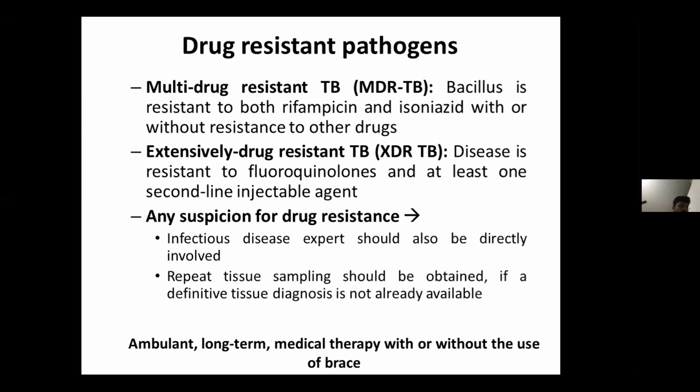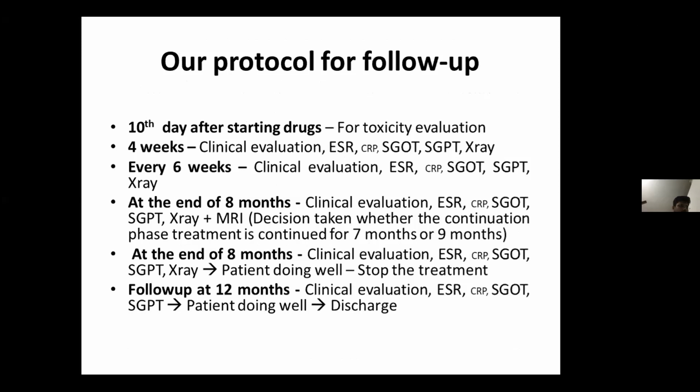And any patient with suspicion of drug resistance, we should immediately involve an infectious disease expert directly. And if the patient did not have a definitive tissue diagnosis, like I said, if it's a chronic, inflammatory, non-specific report, or the patient never had a tissue diagnosis in the first place, this patient at this point should definitely have a repeat tissue sample. And overall, ambulant, long-term medical therapy with or without the use of a brace is the practice for medical treatment of tuberculosis everywhere. Our protocol for follow-up in patients on anti-tubercular treatment, I'll go briefly about it.